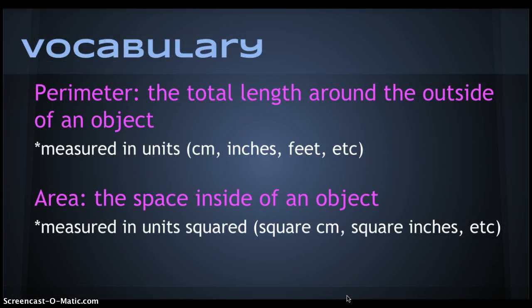To start, let's review some vocabulary. Perimeter is the total length around the outside of an object. It is measured in units, such as centimeters, inches, or feet. Area is the space inside of an object. It is measured in units squared, such as square centimeters or square inches.